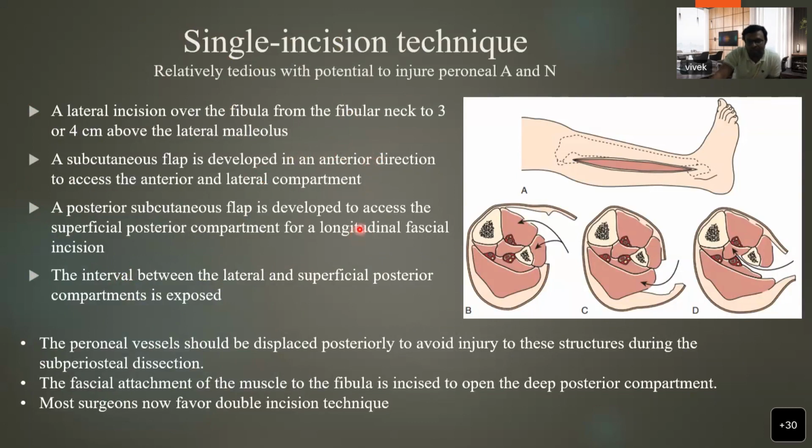The posterior flap is used to develop the access to the superficial posterior compartment, and the interval between the lateral and superficial posterior compartment is exposed. The peroneal vessels are then displaced posteriorly to avoid injury to the structures during the subperiosteal dissection. The fascial attachment of the muscle to the fibula is incised to open the deep posterior compartment.